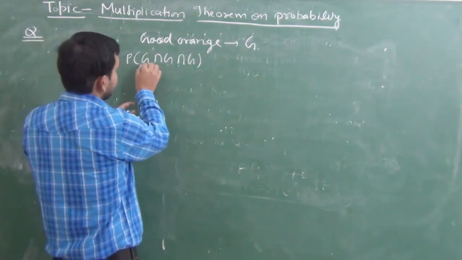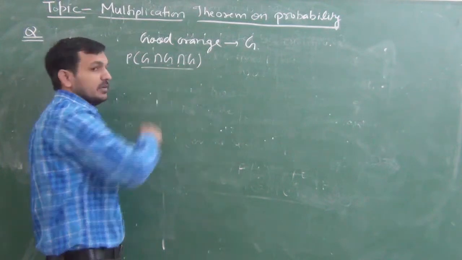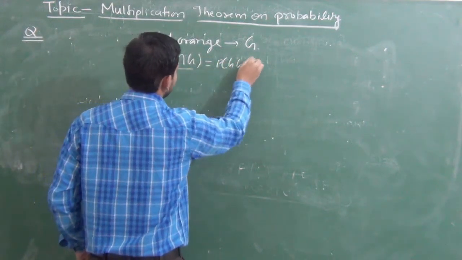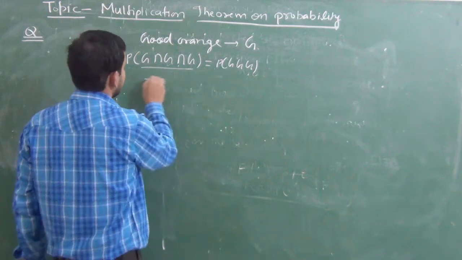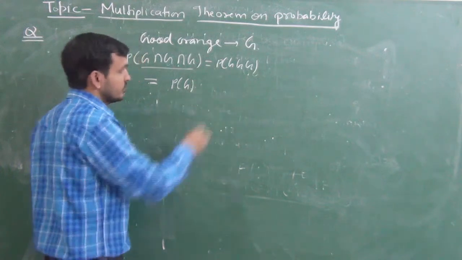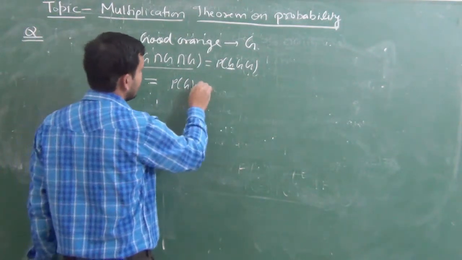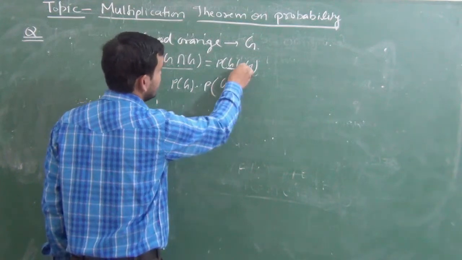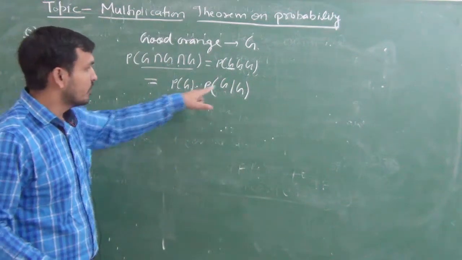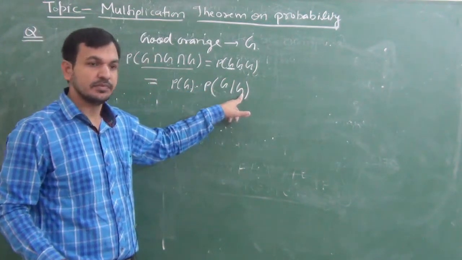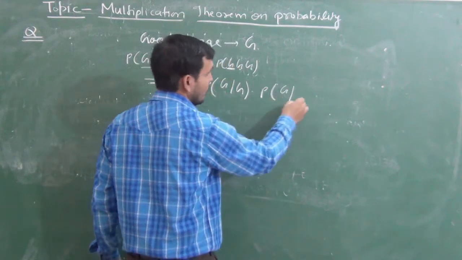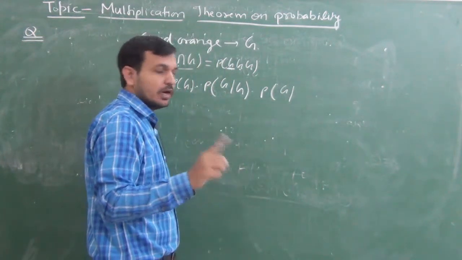So to find the probability of G intersection G intersection G, it means the probability of 3 good oranges, which can also be written as probability of G, G and G, is equal to, by multiplication rule, probability of G, the first G, into probability of G when G has occurred. It means the probability of getting the second good orange when the first is good, into the probability of getting the third good orange when the first 2 oranges which have been taken out are good.